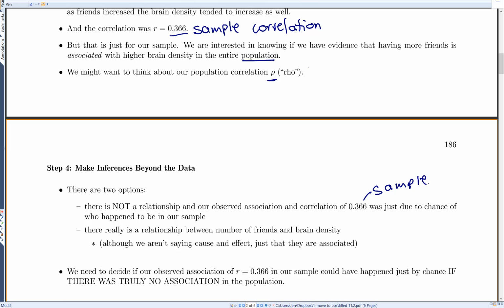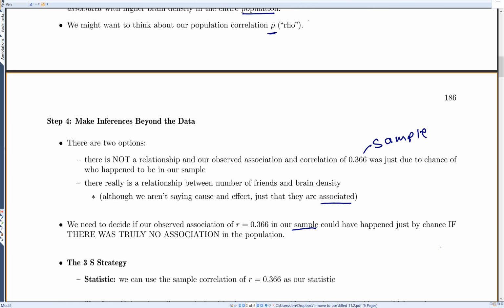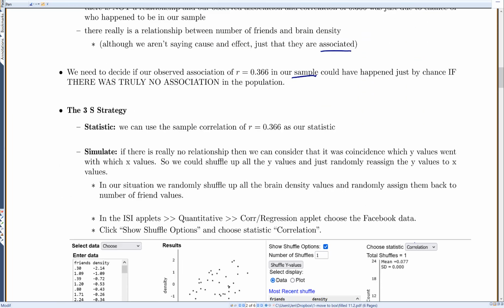The other option is that there really is a relationship between the number of friends and brain density. Notice we are not saying cause and effect, just that they're associated, because we can't say cause and effect unless we have a nice randomized experiment. So we need to decide if our observed association of 0.366 in our sample could have happened just by chance if there was truly no association in the population. To do that, we have to do our 3S strategy. We don't always call it this in every section, but it's what we've been doing, even if we didn't actually tell you each time.